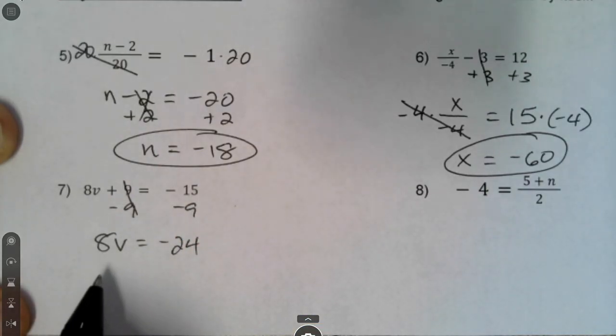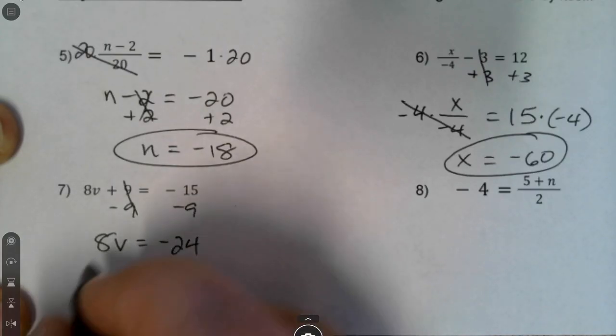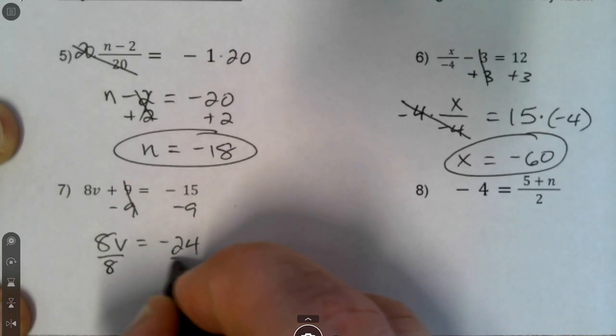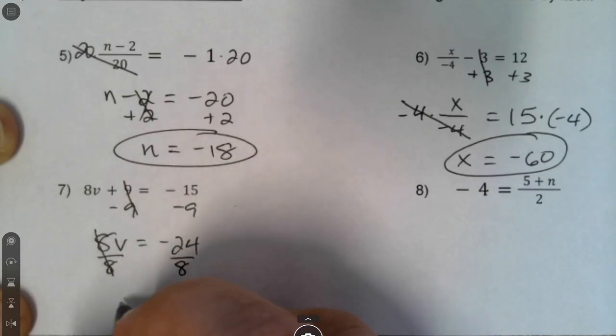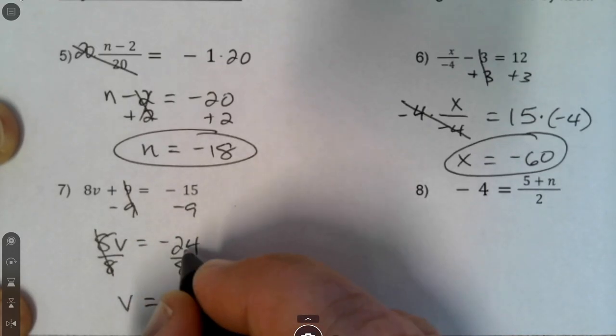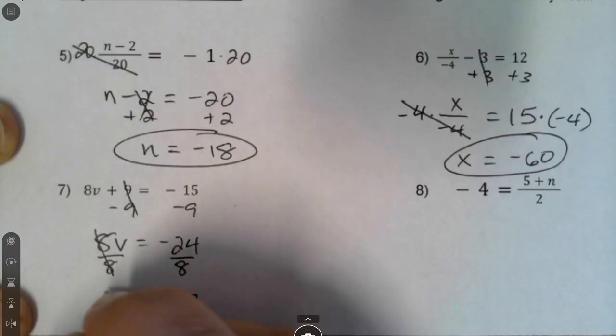Now the number that's left with the variable is an 8. That's 8 times v. So I do the opposite, and I divide by 8. 8 divided by 8 is 1. Negative 24 divided by 8 is negative 3.